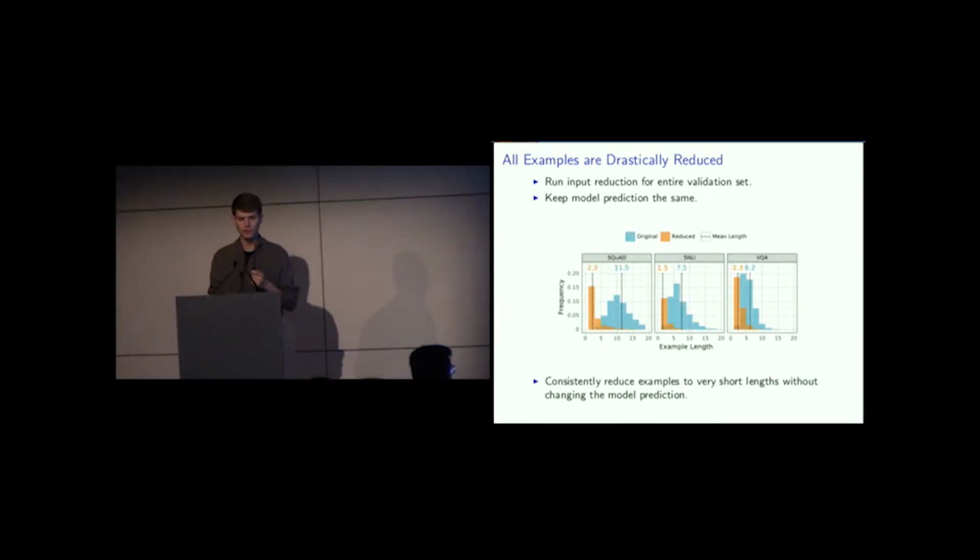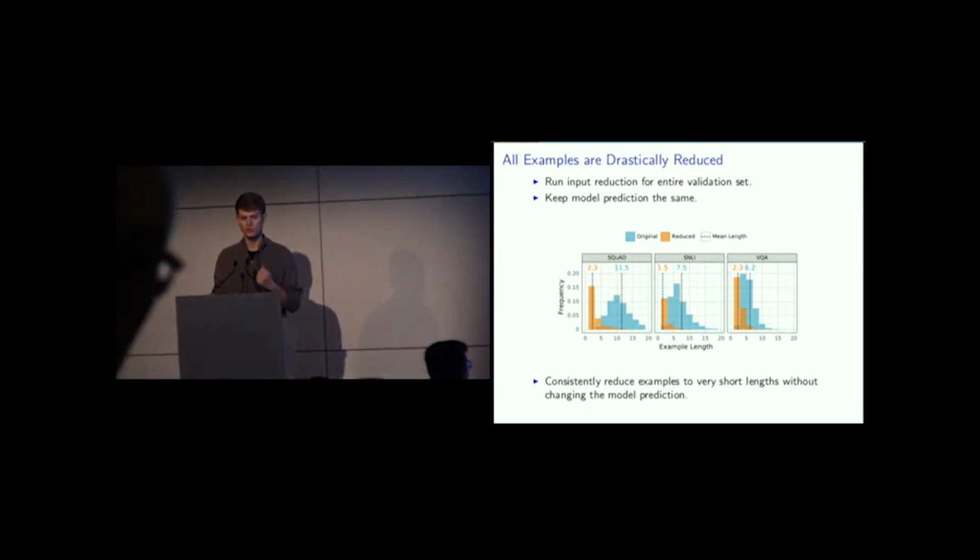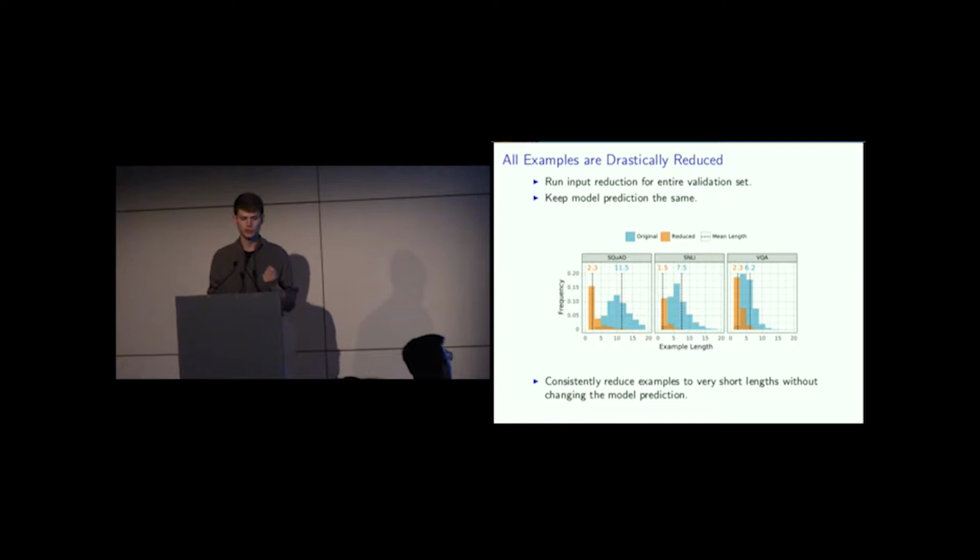And what we find, we plot here the histogram of the question lengths for SQuAD, for example, seen on the left. In blue is the original. It's distributed between about 5 and 20 with an average of 11.5. Yet you can reduce it to just 2.3 words on average without changing the model's prediction. The same holds for SNLI and VQA.